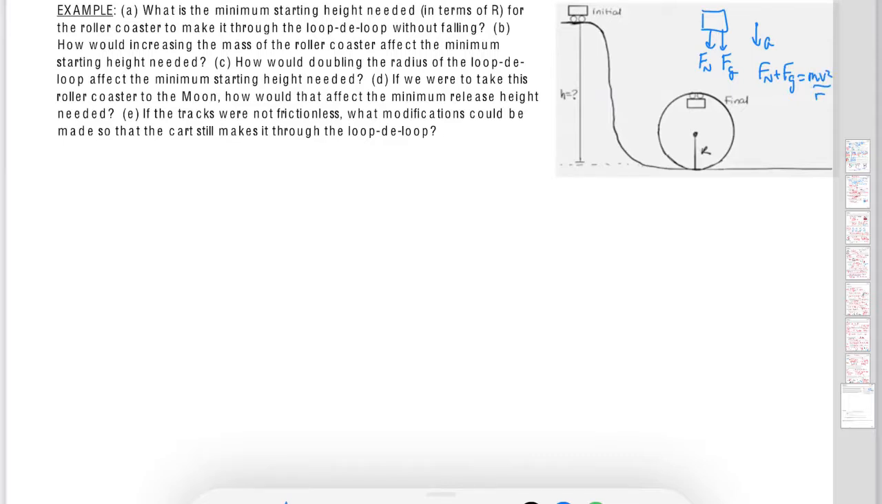But to make it just through the loop, you would not have a normal force, okay? And so essentially what that means is that your weight would have to equal your centripetal force, or because that's 0, that your acceleration through the circle would have to equal your acceleration due to gravity, which means you would have the square root of gr as the speed at the top, okay?